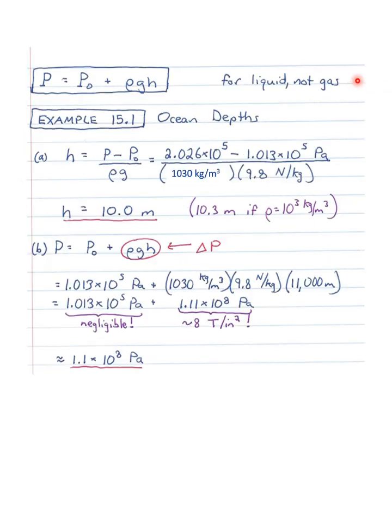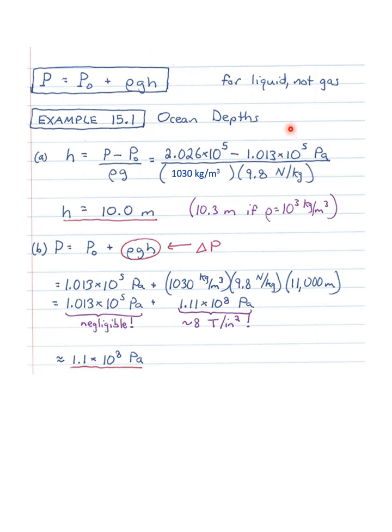So here's the equation. P equals P naught plus rho gH. And note that I wrote it works for liquids but not for gases. Because gases are compressible, that density is going to change. And the simple integration that I did doesn't work. We'll need another equation for that. But we'll use this equation for liquids.